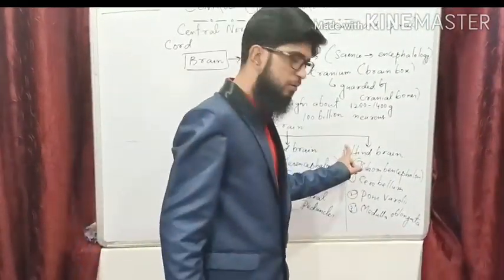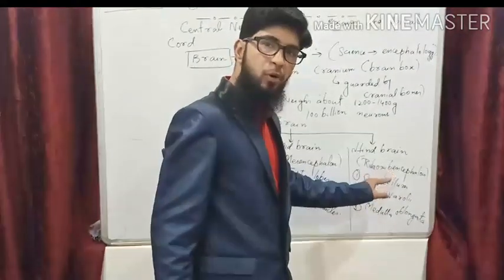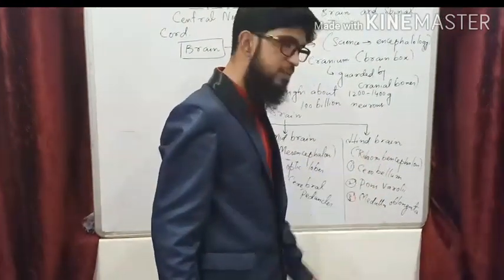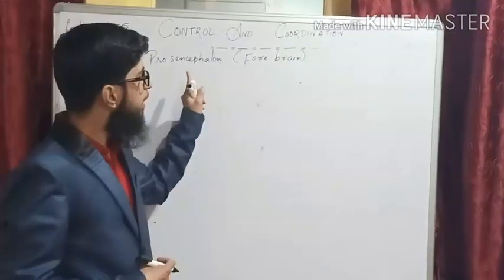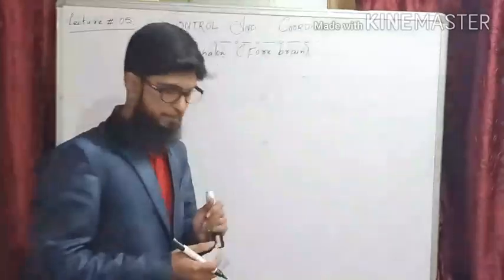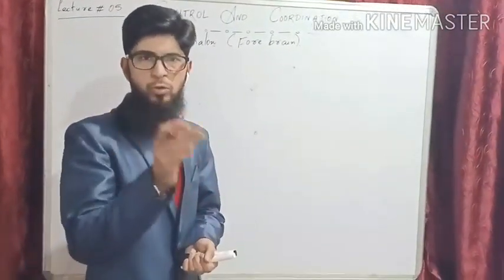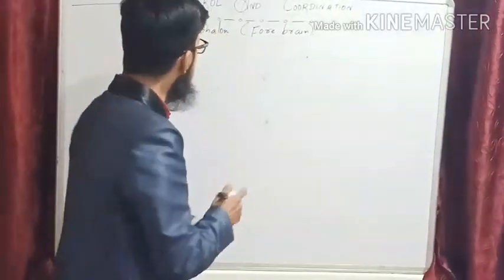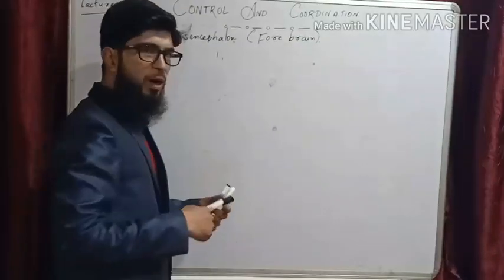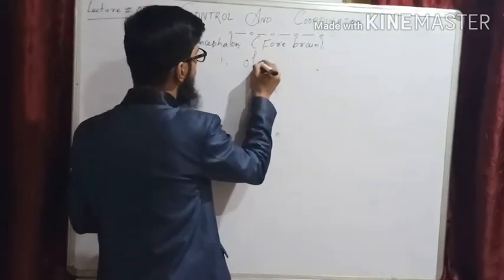The hindbrain has three parts. One is the cerebellum, then the pons varoli, and then the medulla oblongata. Let's talk about the first part, which is the prosencephalon, or forebrain. As you might have already gone through that part of this lecture, the first part of the prosencephalon is the olfactory lobes.